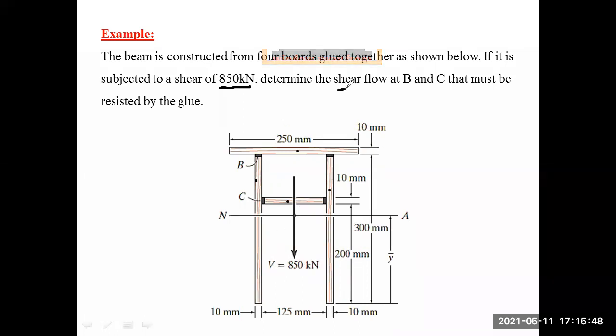Determine the shear flow at B, it's specified where to take the shear flow, and C. So we have points B and C. Yes, B is here and C is here. That must be resisted by the glue. So it seems that we have glue at these points, and of course the other side as well. The question is asking us to estimate the shear flow for these 2 points, B and C. Now we go and solve the question.